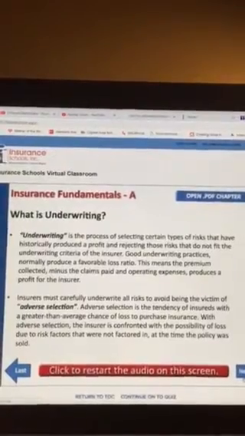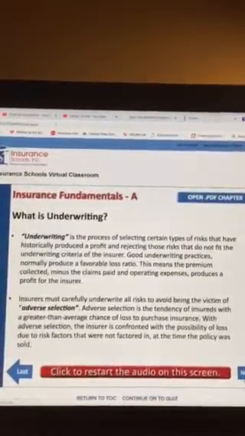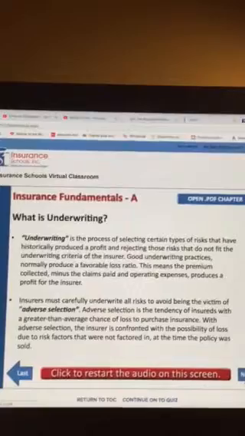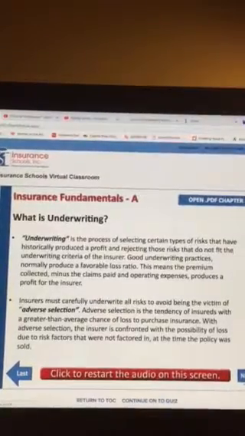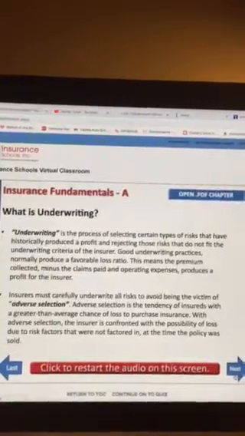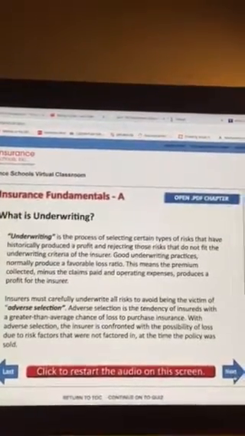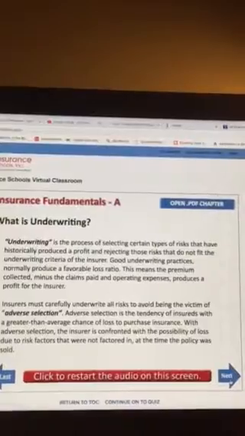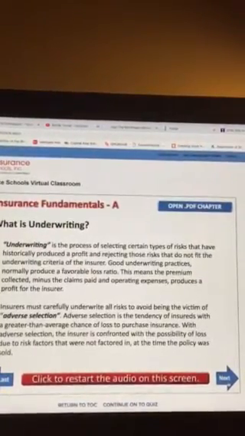Insurers must carefully underwrite all risks to avoid being the victim of adverse selection. Adverse selection is the tendency of insureds with a greater than average chance of loss to purchase insurance. With adverse selection, the insurer is confronted with the possibility of loss due to risk factors that were not factored in at the time the policy was sold.